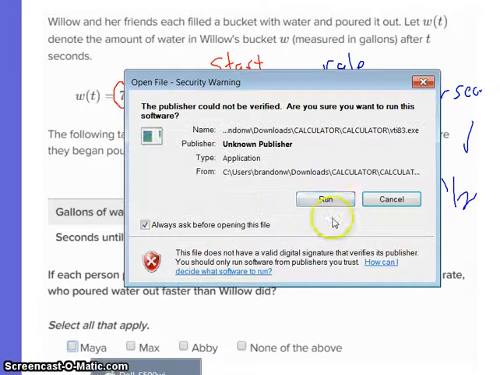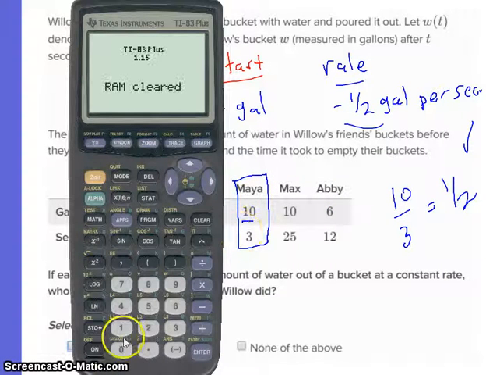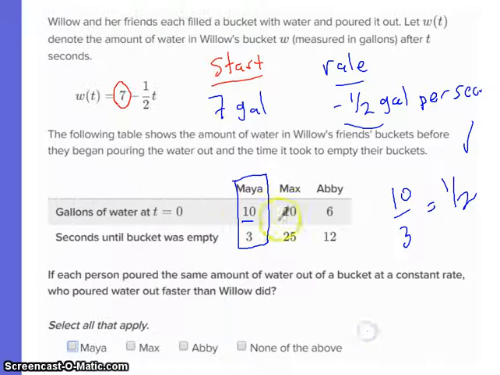Here's 10 divided by 3. Okay, 10 divided by 3 is more than 3. It's 3.33. But 1/2 is less than 1. It's 0.5. So 10 divided by 3 is not equal to 1/2. So Maya did not have a rate of 1/2. So let's keep going.